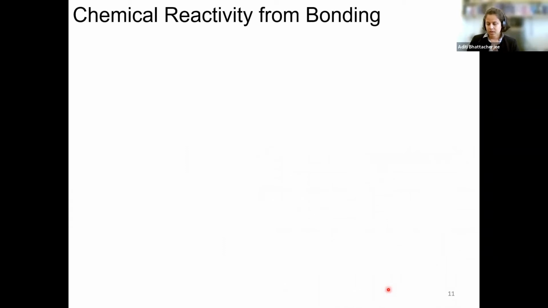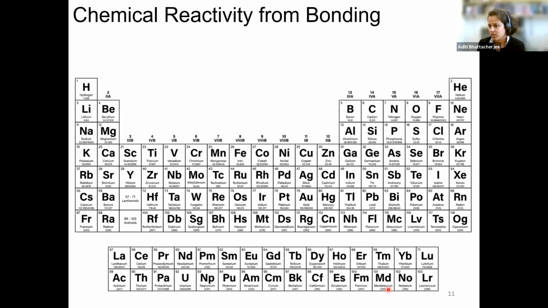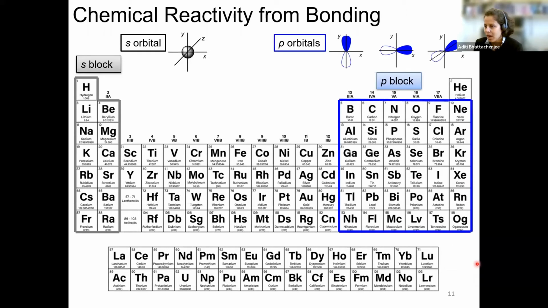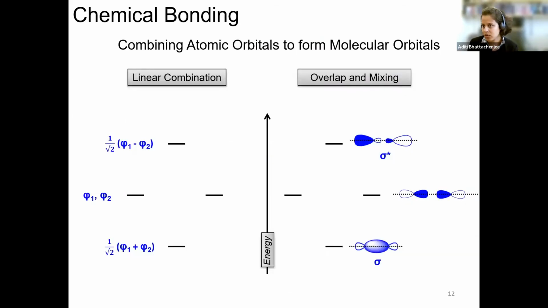But how does one think about chemical reactivity in organic rings? The concept really emerges from first-principles chemical bonding. And the way I like to introduce this is from a familiar picture of the periodic table, where on the left you have the S block of elements, which have an S orbital as the outermost shell. On the right, you have the P block. And so chemical bonding emerges when you start to combine these atomic orbitals to form molecular orbitals.